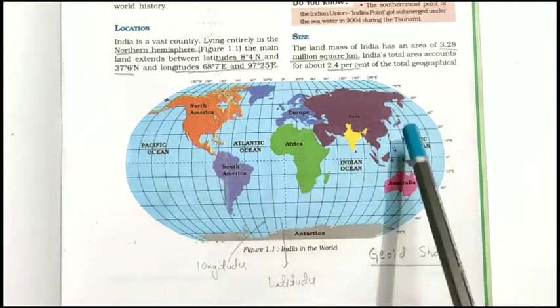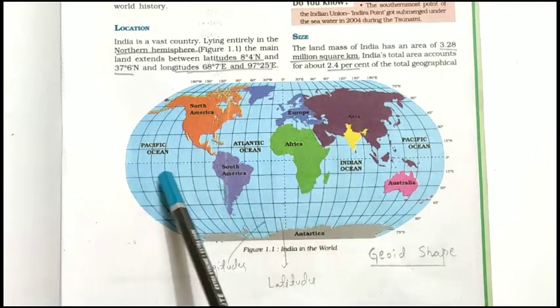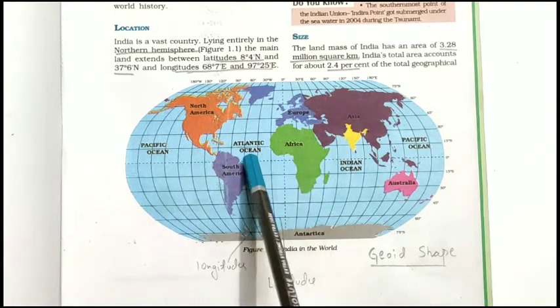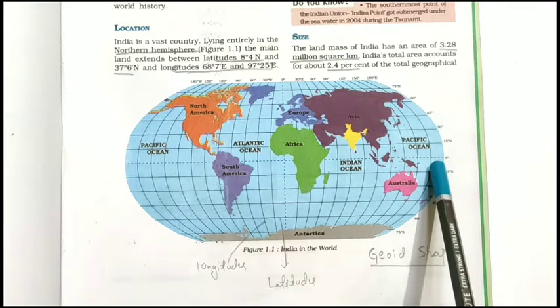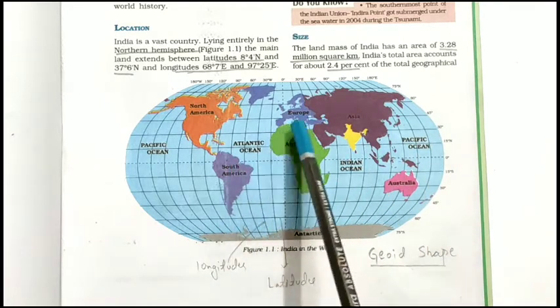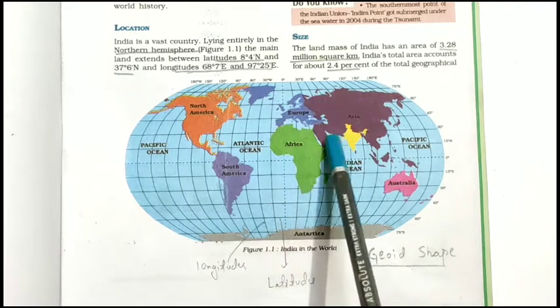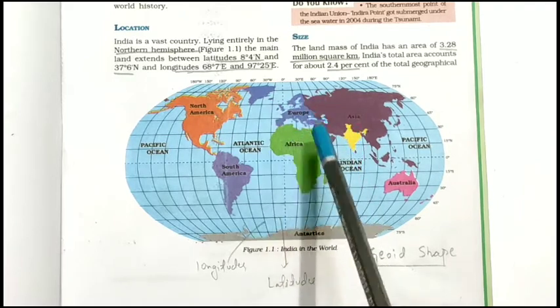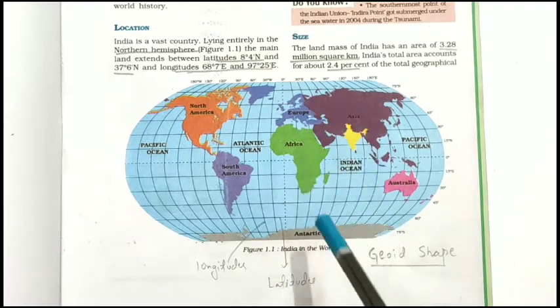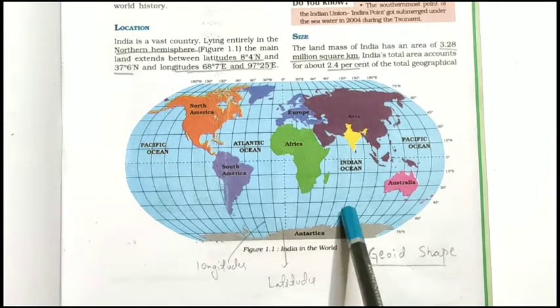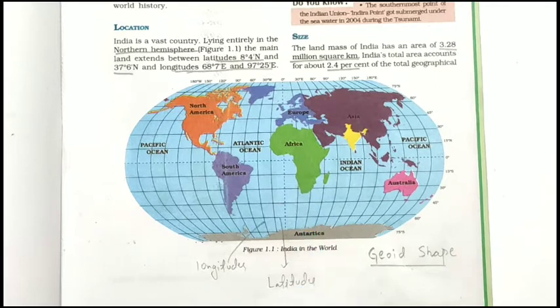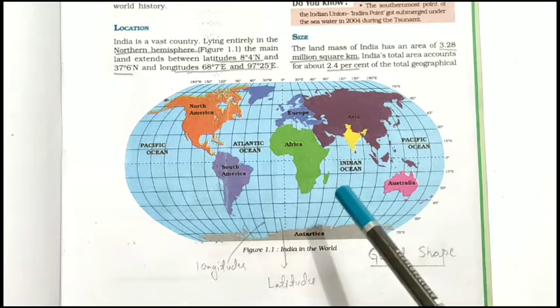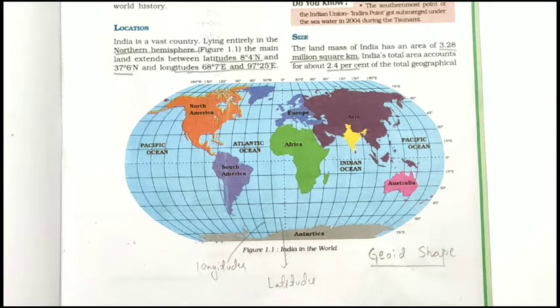Now, can you see this line in the middle? Right in the middle of the globe. This imaginary line is called as equator and it is always in 0 degree. The upper part of the equator is known as northern hemisphere and the bottom part from the equator is known as southern hemisphere.